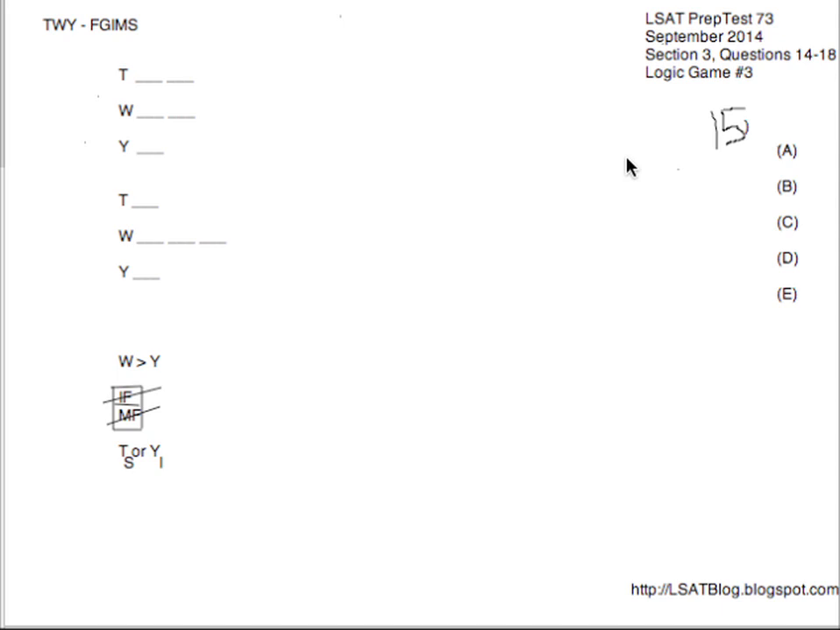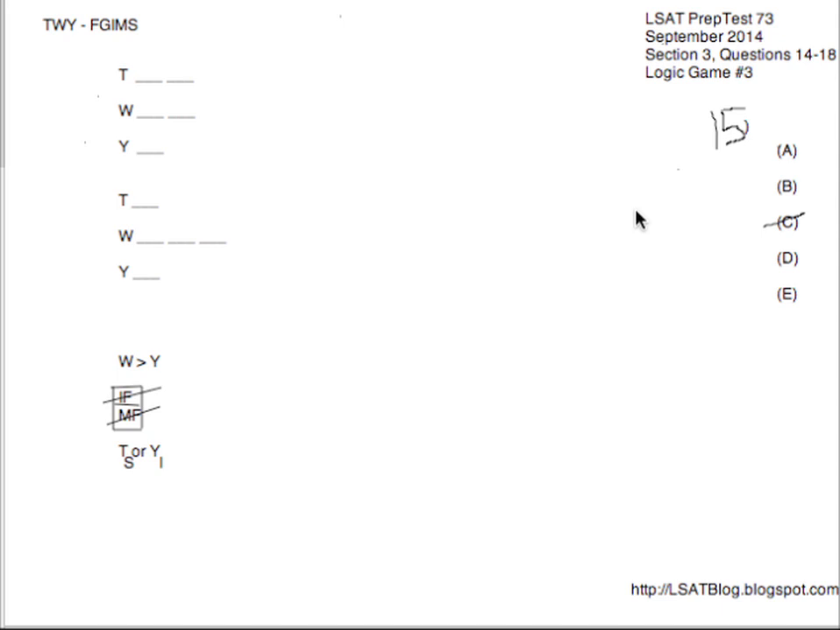Next, number 15, we're looking for a pairing of buildings where T could not have both of them. So scanning through the choices, obviously our previous example is 14A. T has both G and S there, so we know it's possible. That gets rid of choice C off the bat.